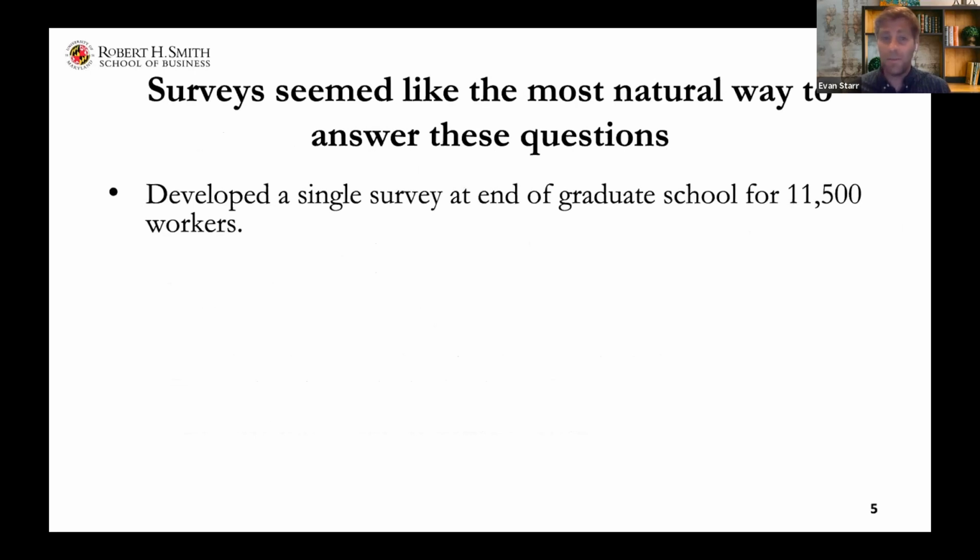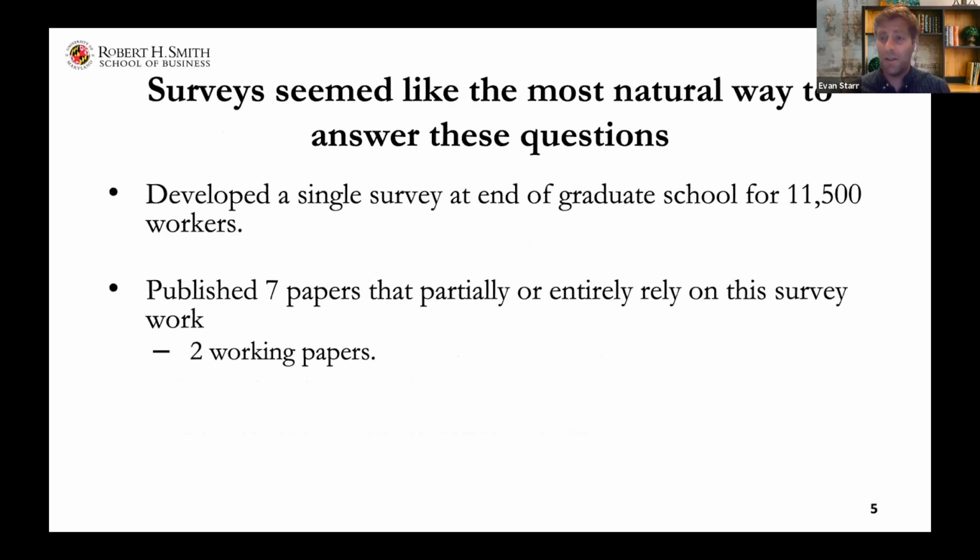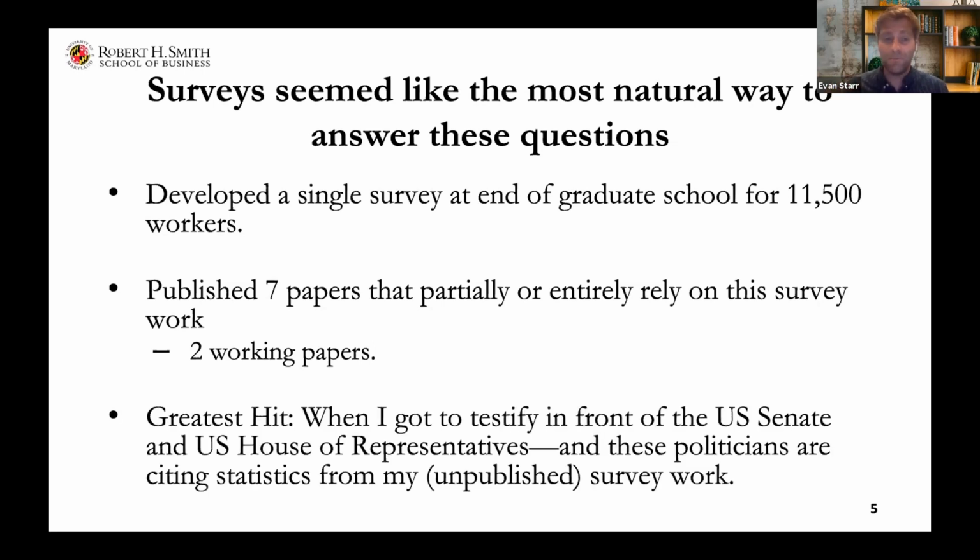So what I did is I developed a survey at the end of graduate school with a few advisors. It's been 7 years since I collected that data, and in that time we published 7 papers that partially or entirely relied on that data set, including 2 working papers. I could have never envisioned how all of it would come together when I first wrote the survey, but it has given me a great resource to use over and over again, in ways I anticipated and ways I didn't.